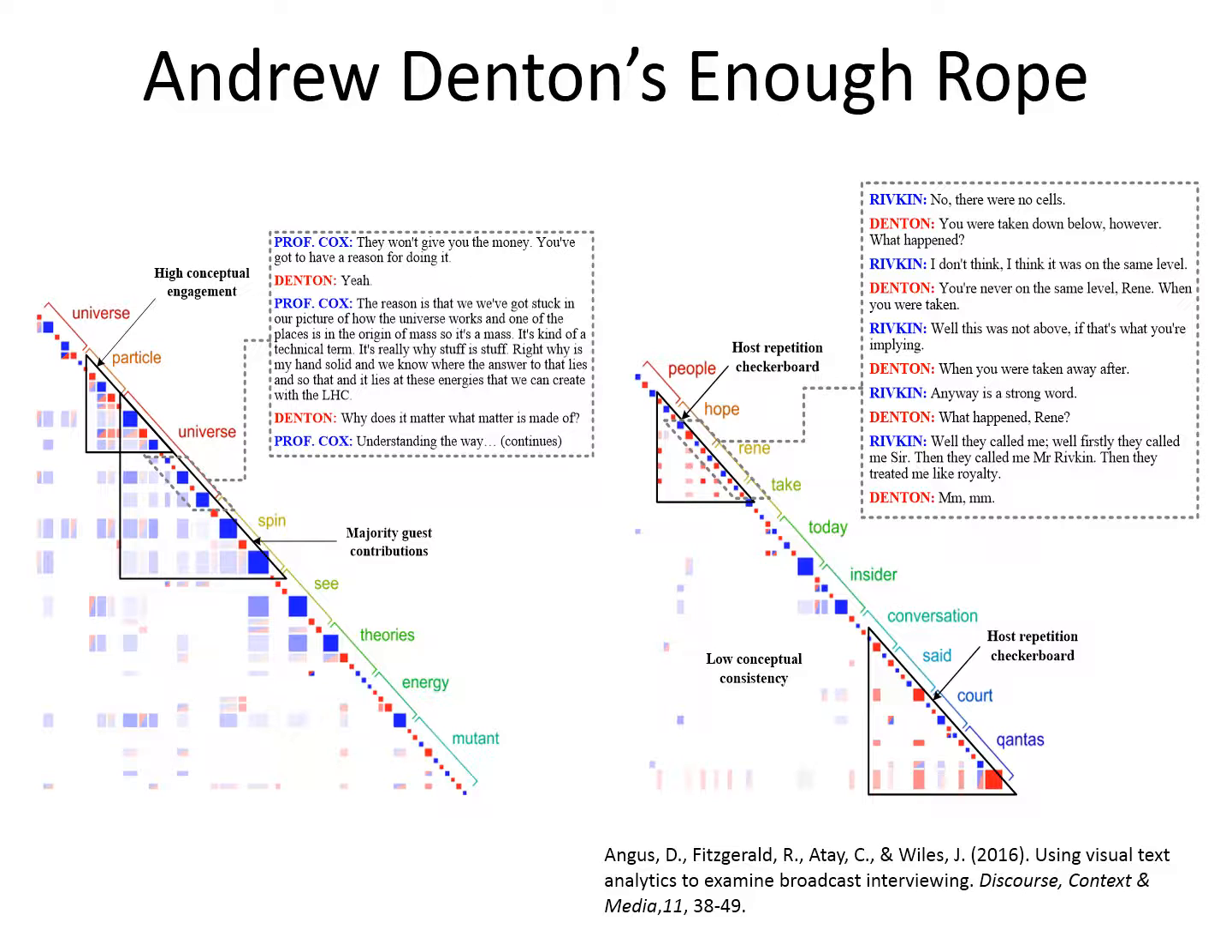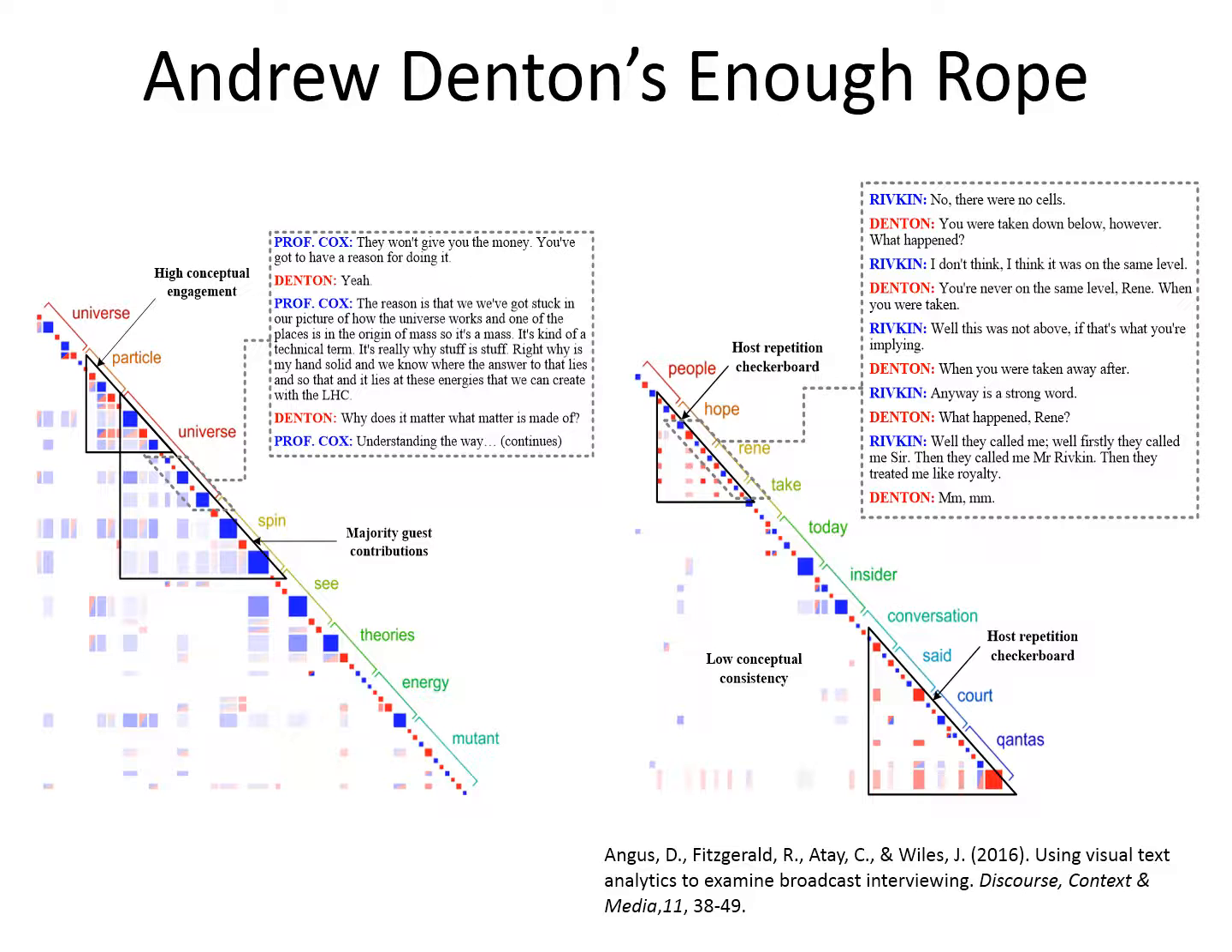What this allows us to see is at what points in the conversation these two individuals shared and reused each other's concepts. If we see a blue square, that means Professor Brian Cox has repeated himself, so he's repeated something or developed a particular narrative within that conversation. And that's what this large triangle is isolating.